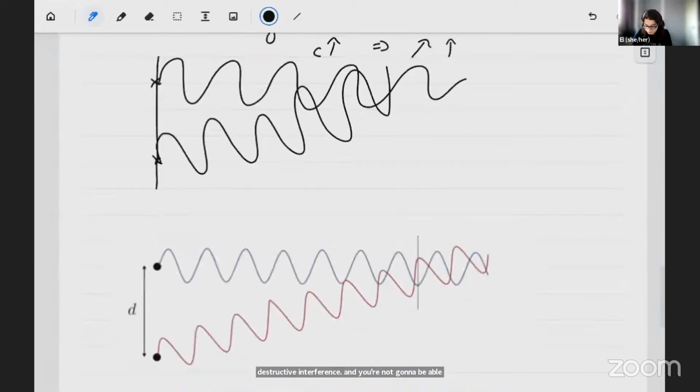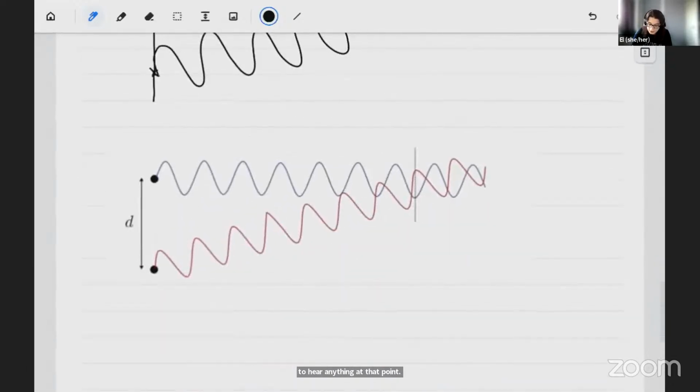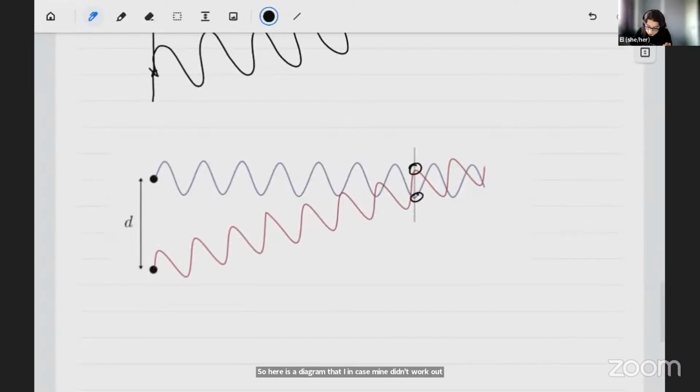So here is a diagram that I found earlier, in case mine didn't work out, and we can see at this point that this one's peak is at the same point as this one's trough. So when we superpose those waves and add them together, we're going to get zero amplitude at that position.